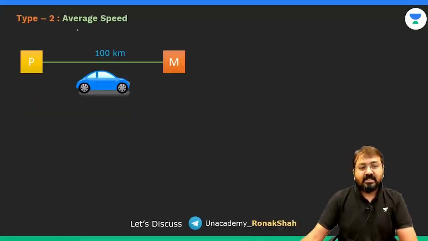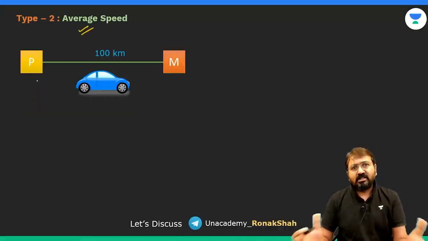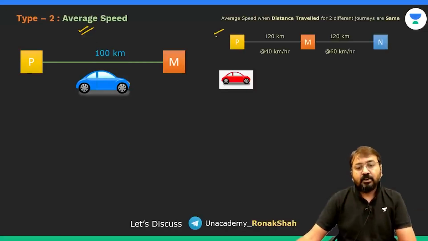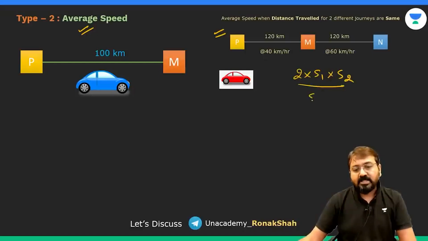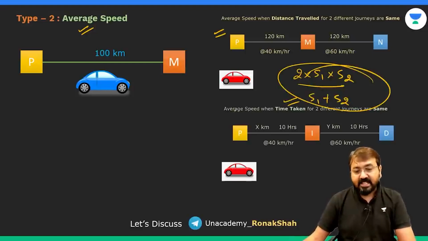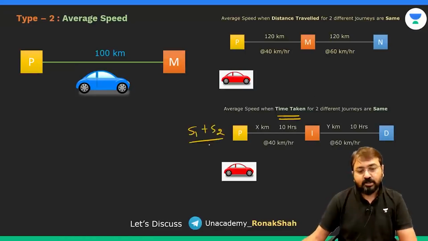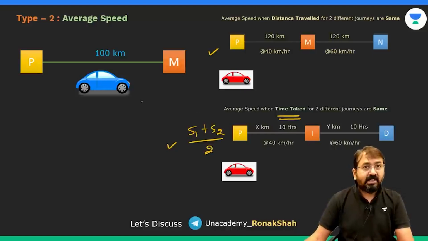Then the second variety is based on the average speed. The total distance traveled upon total time is the average speed, and there are 2 special cases of the average speed. First, when the distance traveled for 2 different journeys is the same, then average speed will be 2 into s1 into s2 upon s1 plus s2. So you can remember this formula so that you can quickly find out average speed in such a situation. And the second situation is when the time taken for 2 different journeys is the same. In this case, average speed will be straight away s1 plus s2 by 2. Let me just write over here s1 plus s2 by 2. So just remember these 2 special cases of average speed.